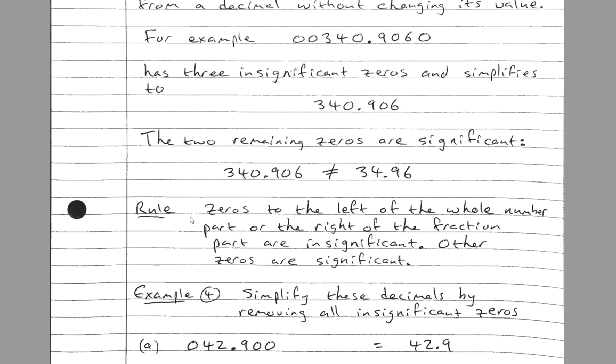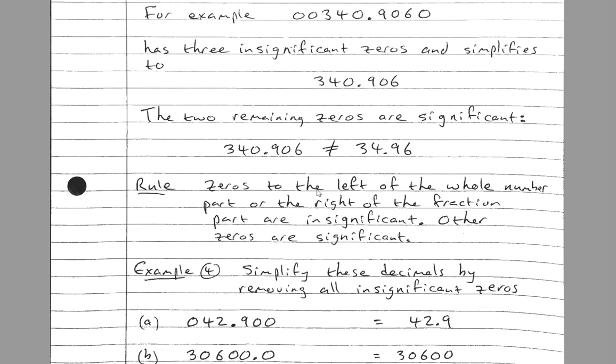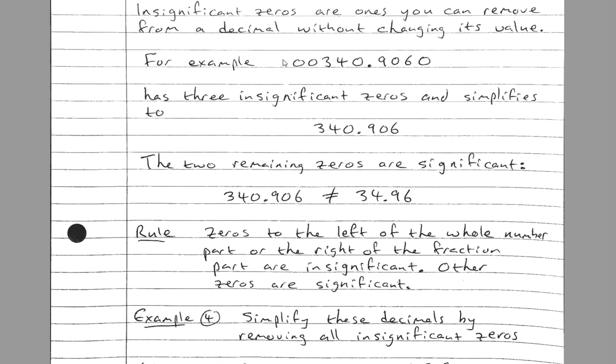Okay, so we have a rule. Zeros to the left of the whole number part or to the right of the fraction part are insignificant. Other zeros are significant. All right, so zeros on the end, to the left of the whole number part or to the right of the fraction part, you can remove. They're insignificant. But all the other zeros you have to keep.